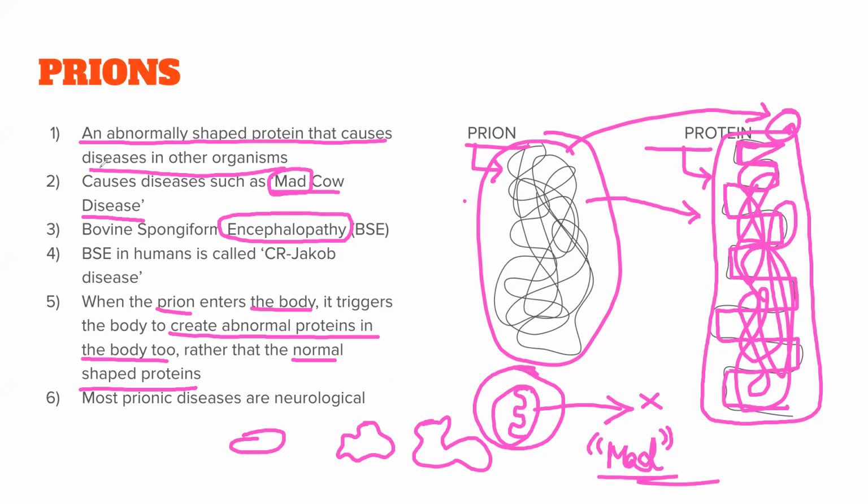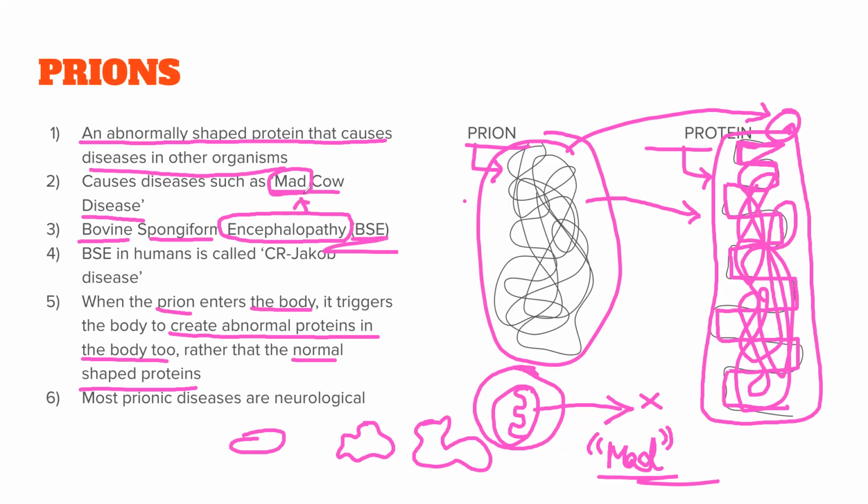So to break down BSE, this is the scientific name. Mad cow disease is a very layman's term. Bovine means cow. Spongiform means spongy brain. So the brain turns very spongy. The brain has the consistency of room temperature butter, but it turns into a spongy thing. And encephalopathy has something to do with neurology.